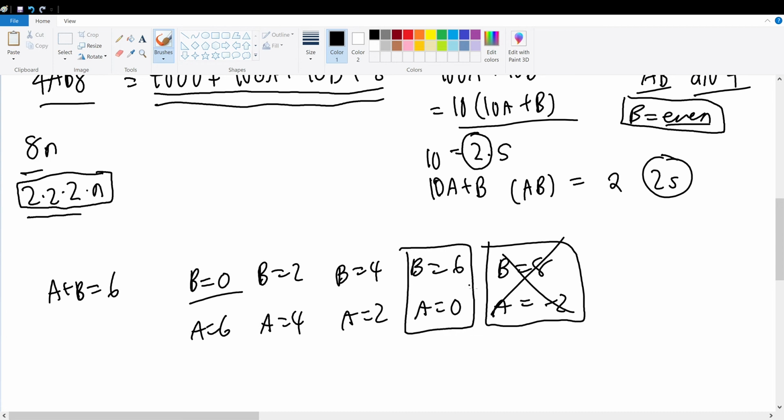And what about this scenario when a is equal to 0 and b is equal to 6? While the sum of its digits is equal to 6, the number itself, which is 6, cannot be divisible by 4. So this scenario does not meet all the criteria.